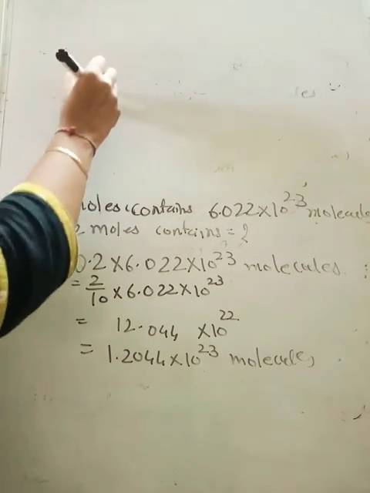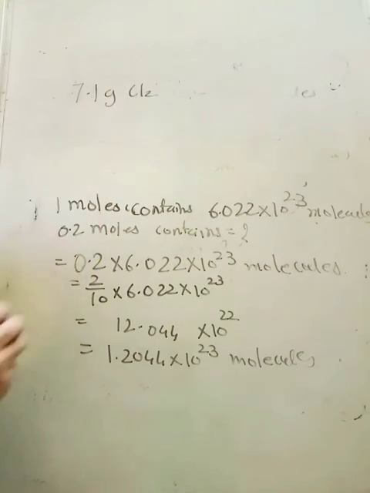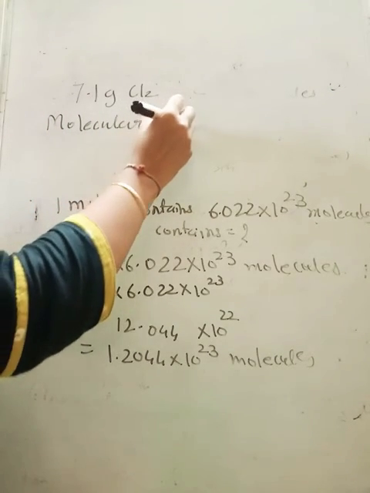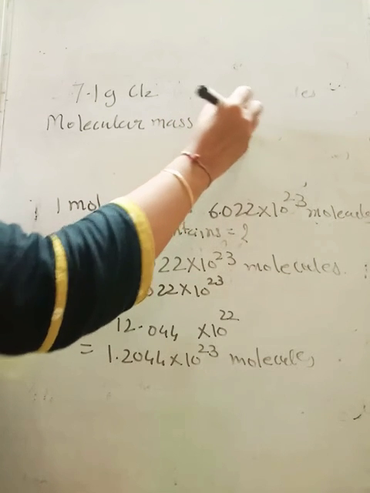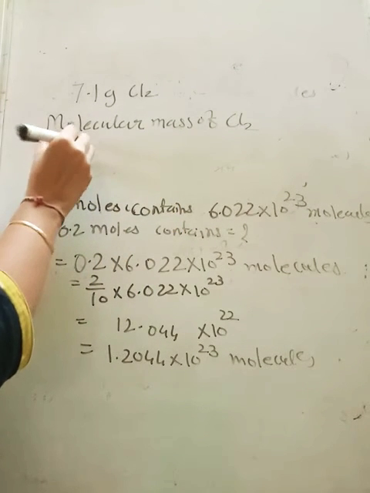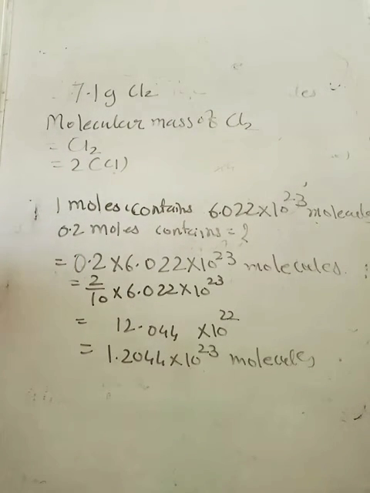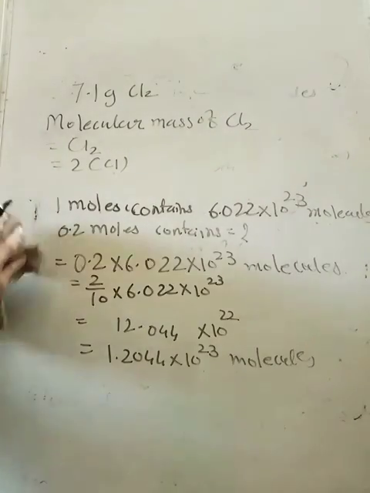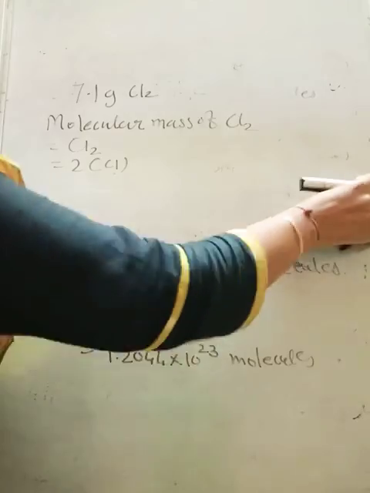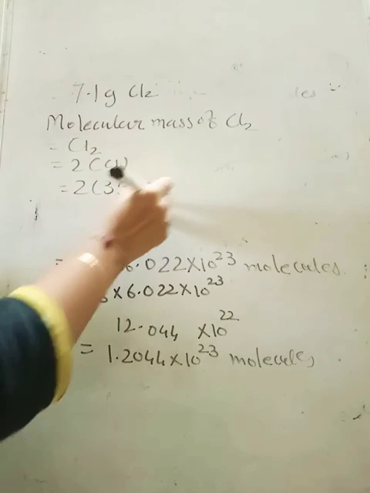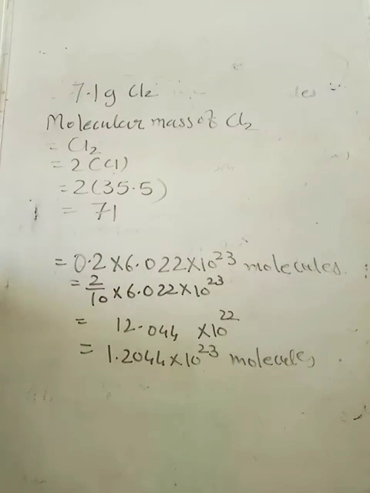Now 7.1 grams of chlorine. Chlorine also is diatomic in nature, children. So you will have 2. So write down the molecular mass of chlorine will be 2 into Cl. So 2 into 35.5, which comes out to be 71.